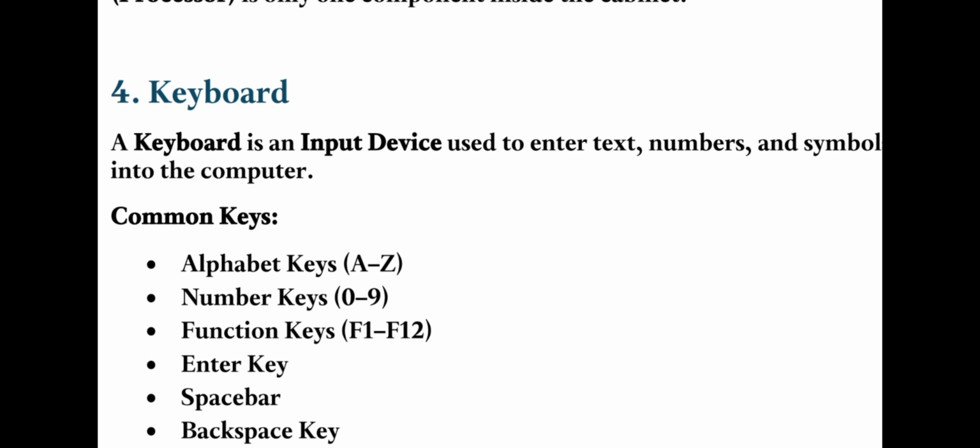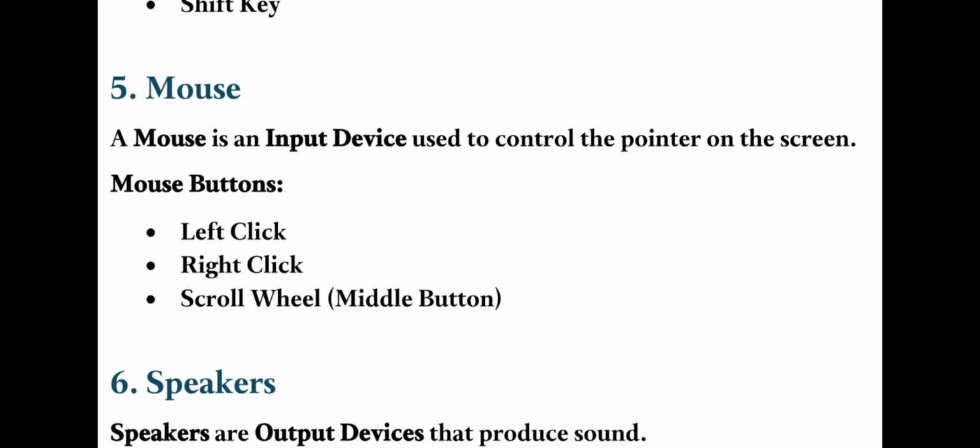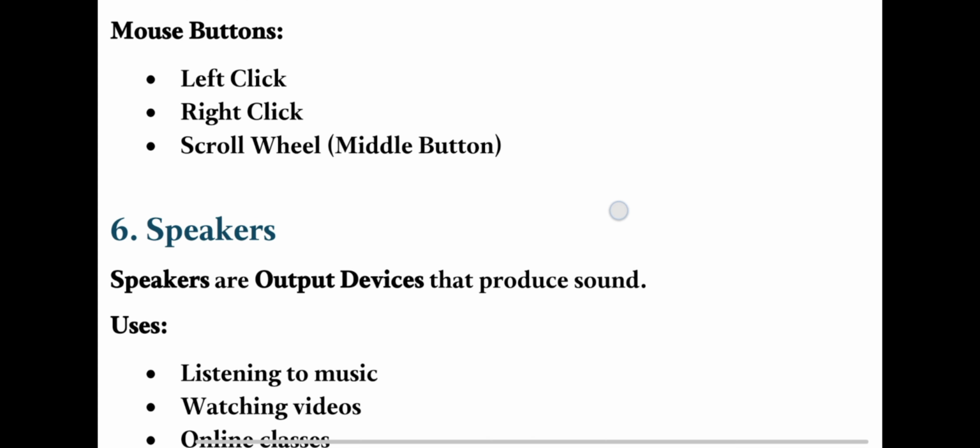Keyboard. A keyboard is an input device used to enter text, numbers, and symbols into the computer. Common keys: alphabet keys, number keys, function keys, enter key, spacebar, backspace key, shift key. Mouse. A mouse is an input device used to control the pointer on the screen. Mouse parts: left button, right button, scroll wheel.